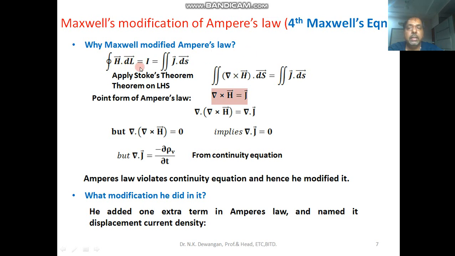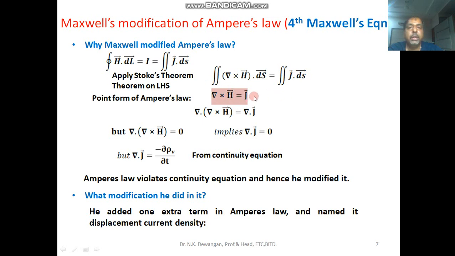Ampere's law is this: H dot dl over a closed path is equal to the surface integration of J. We apply Stokes theorem on the left hand side, so we get the surface integration of curl of H, and so you will get curl of H vector equal to J. So curl of H vector equals J is called the point form of Ampere's law. This is not the fourth Maxwell equation, remember, this is not the fourth Maxwell equation. So he modified it. Why he modified it, we are going to see.